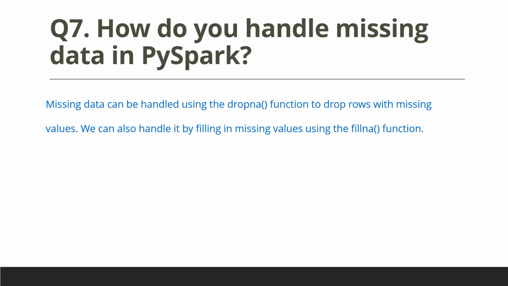Let's see the next one. How do you handle missing data in PySpark? It can be answered: missing data can be handled using the dropna function to drop rows with missing values. We can also handle it by filling in missing values using the fillna function.